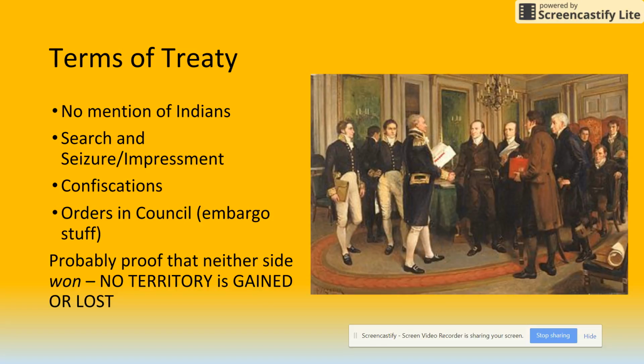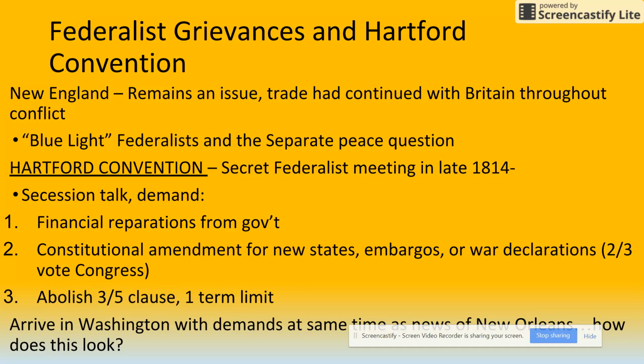So, the fact that neither side really gets anything, there's no territory gained, there's no territory lost, really, more than anything else, it kind of demonstrates that neither side won. And again, this kind of ended in a stalemate when both sides got tired of the fighting and were ready to walk away from it. So you could call the War of 1812 probably a draw and be safe.